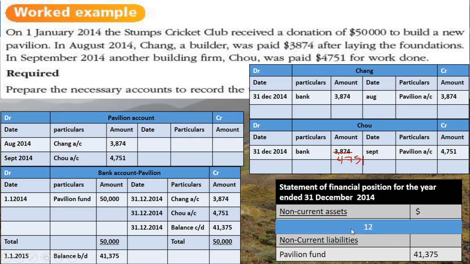Now here one more step, we need to increase the value of the non-current asset. That's your pavilion, which has been increased by 8,625. That's the sum of 3,874 plus 4,751. This statement of financial position indicates that we have made a pavilion worth 8,625 and we still have a fund of 41,375 that has to be converted to the non-current asset pavilion. So that's how you understand donation received for special purpose.